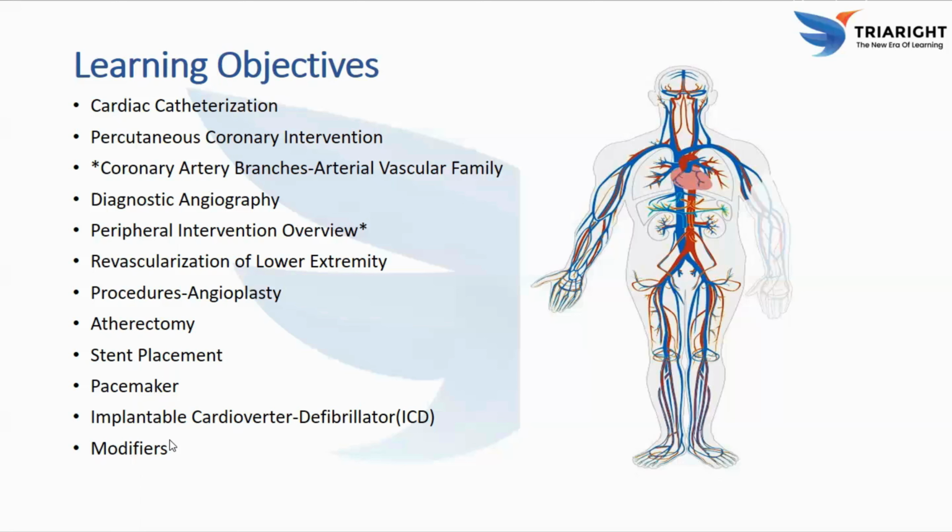And last is modifiers. Why do modifiers matter here? Cardiovascular procedures involve multiple providers, bilateral services, and staged procedures. What are the common modifiers used? 26 professional, TC technical component, 59 distinct procedural service, and XS, and also multiple procedures like 51, and also 52 reduced and 53 discontinued services. So modifiers can make or break the claim payment.